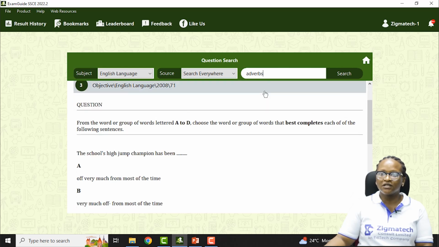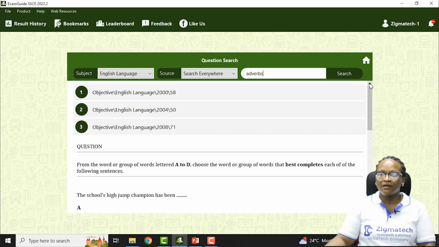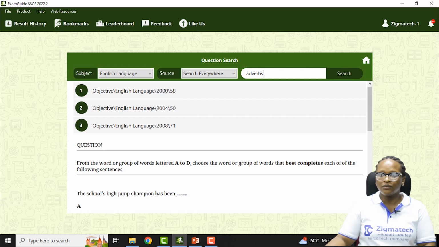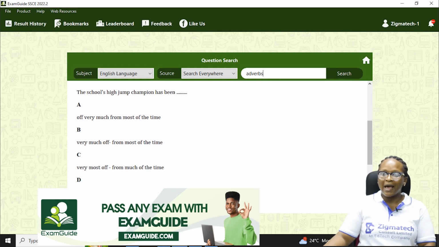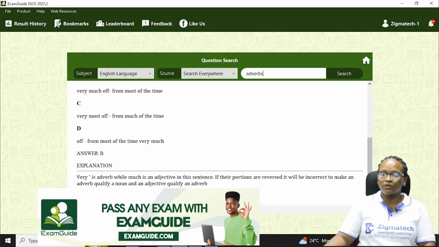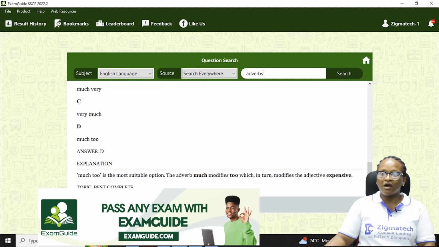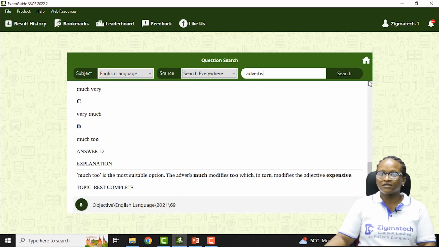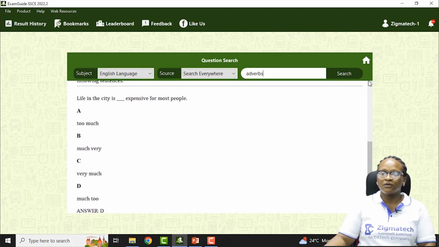We've taken this. Let's check this. Okay, this is another one. It says the schools. Okay, we've taken this one too. All right, let's look for another. I think that's all. So I would advise that you go through the app. There would be other questions on adverb. Try to attempt the questions and see how far you have learned. Okay, we've not taken this one.